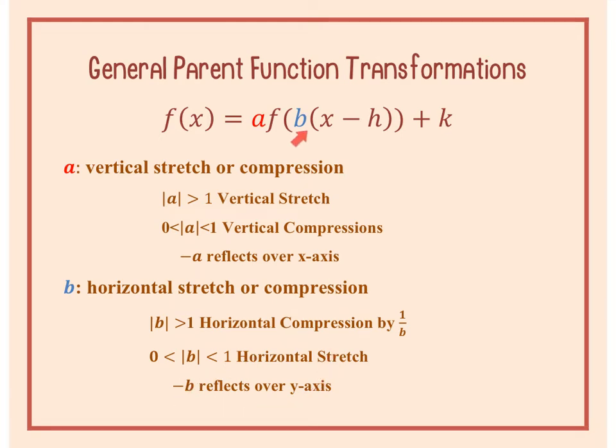So every time you see b, we're going to take the reciprocal of whatever we see here. So if b was 5, we say that it's a horizontal compression by 1/5.